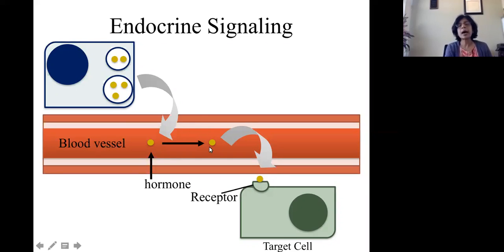However, when the hormone finds its receptor on a target cell, it leaves the blood and then binds to its receptor, and then brings about a specific change within the target cell. So that is how the endocrine gland works. It releases a substance, called a hormone, and it travels in the blood until it finds its target cell, and then leaves the blood to bind to its receptor at the target cell.